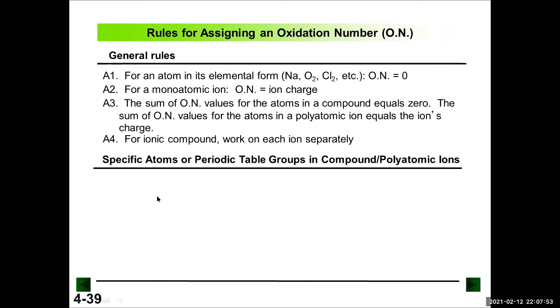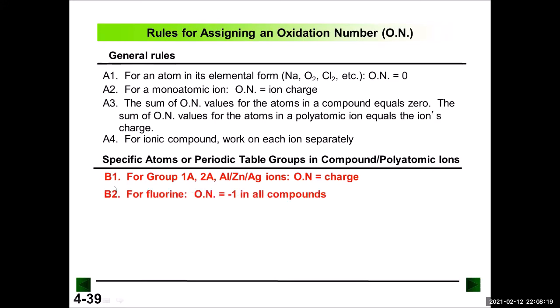We follow this order. The first one: in a compound, if there are group 1A, 2A elements, aluminum, zinc, or silver, those ions have a fixed charge. So we should know the charge, and the ON should equal the charge. This applies when such elements are in a compound.